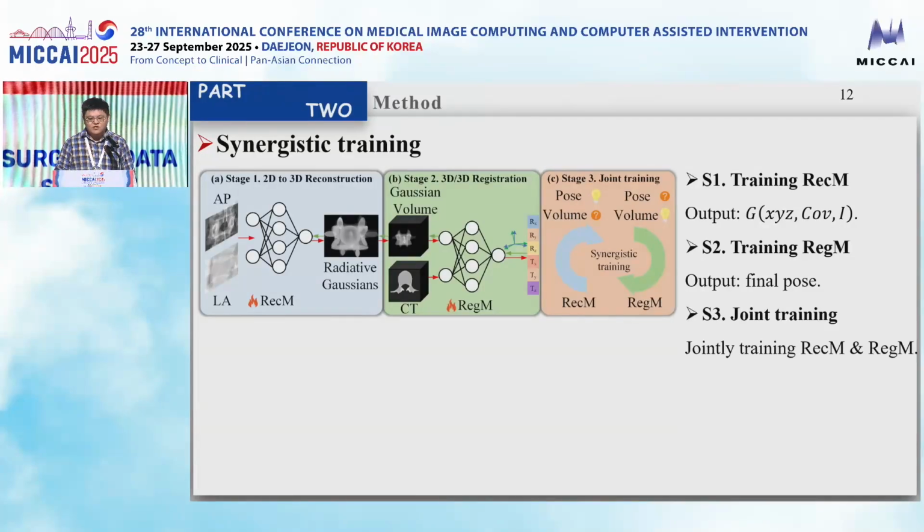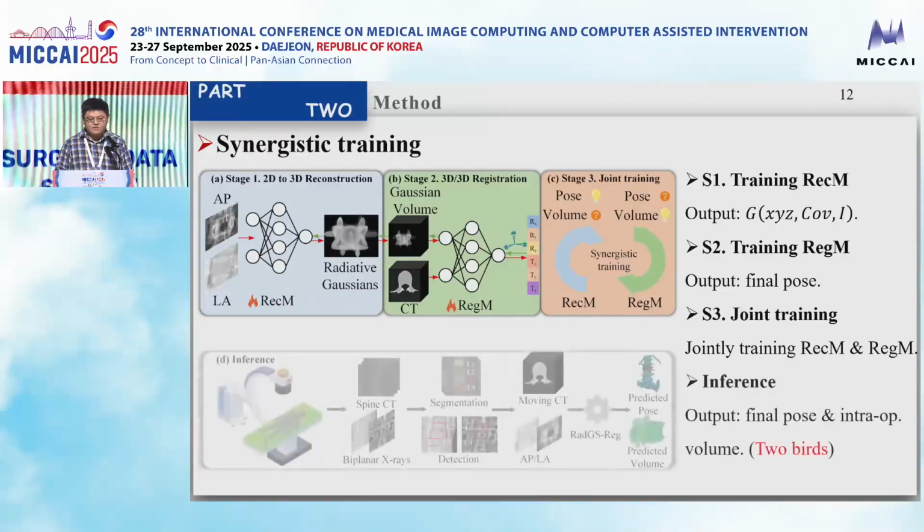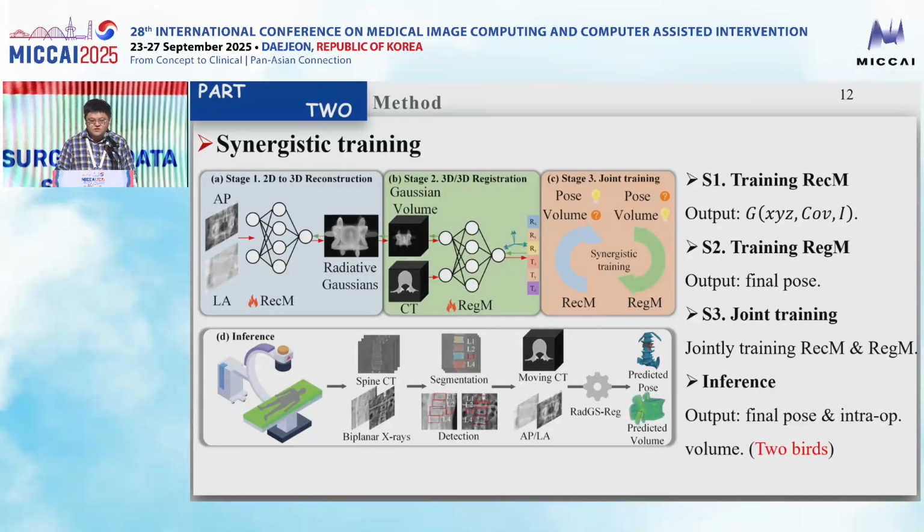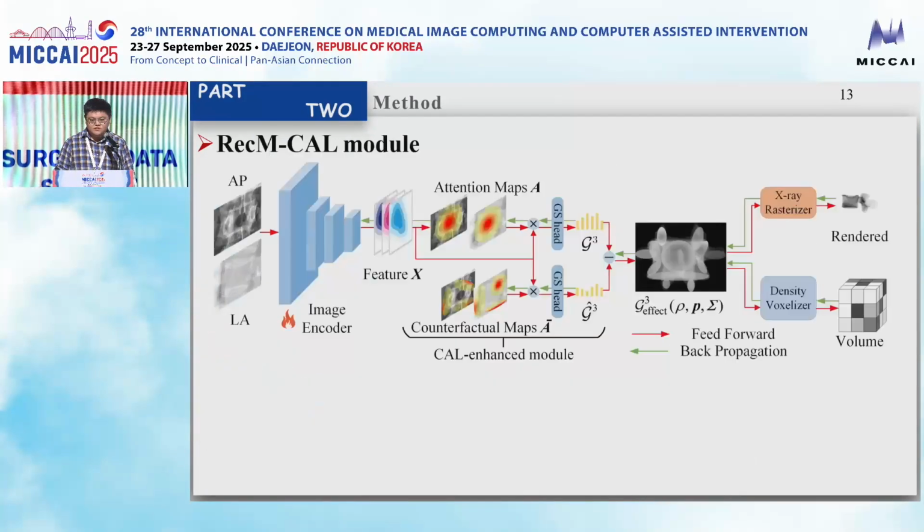At the final stage, we jointly compute the losses and synergistically train the network parameters for RACM and RAGM. After training, we call the whole framework RadGS-Reg. At the inference stage, the overall process is to import the biplanar X-rays and preoperative CT into RadGS-Reg, which outputs the final pose and the intraoperative volume. That's our goal, one stone, two birds.